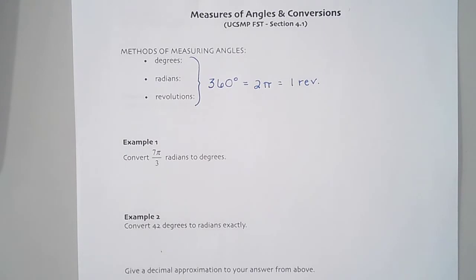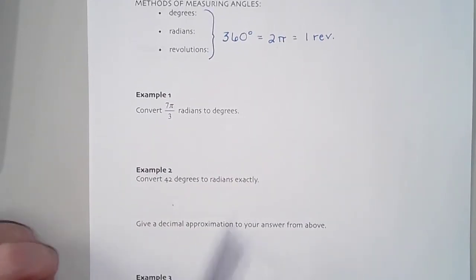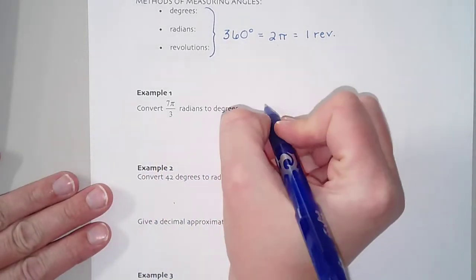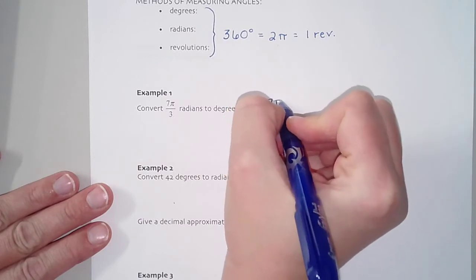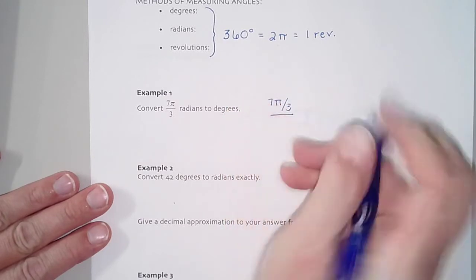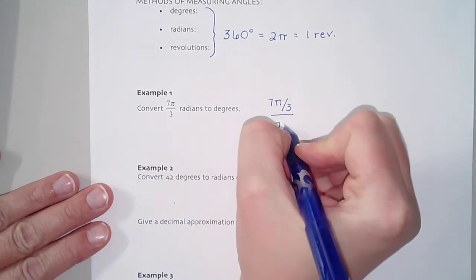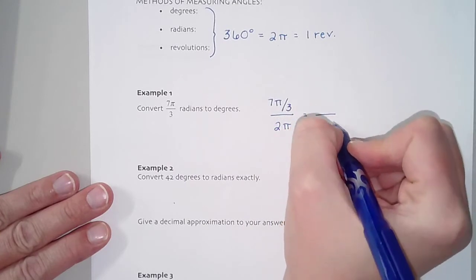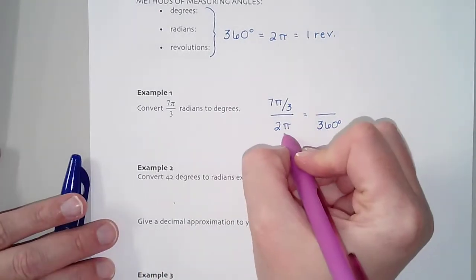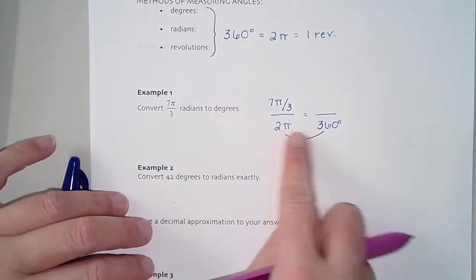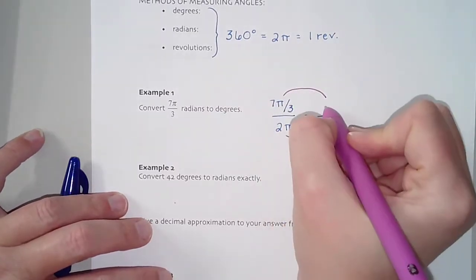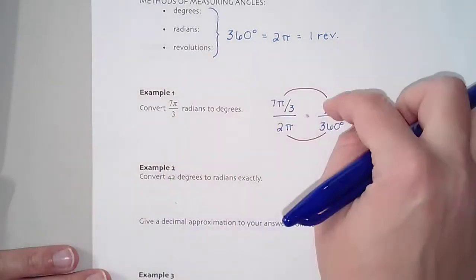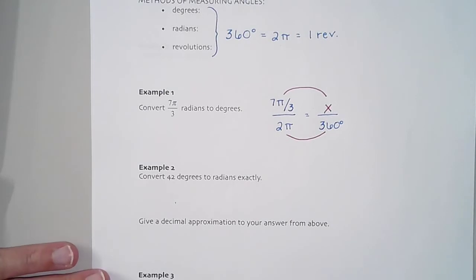For example, in this first one, I'm talking about 7 pi over 3 in radians, and I'm wondering what that is equivalent to in the land of degrees. Here's how I'm going to do it. I'm going to set up 7 pi over 3, and because it comes from the land of radians, I'm going to put that out of 2 pi. Then I want to convert to degrees, so down here I'm going to put 360 degrees, because these two things are equivalent to each other. And this is where I'm going to put my x. This is what I want to know: what is 7 pi over 3 equivalent to out of 360 degrees.